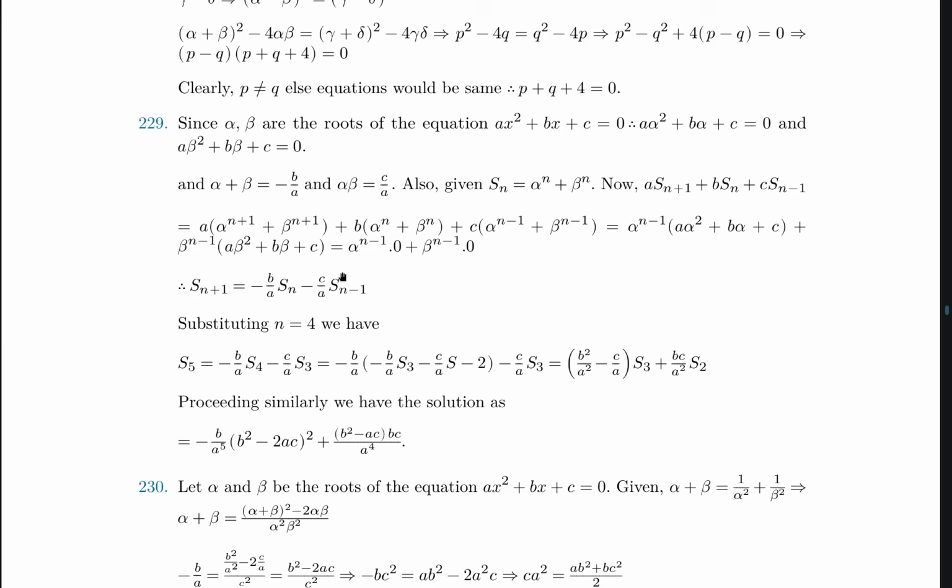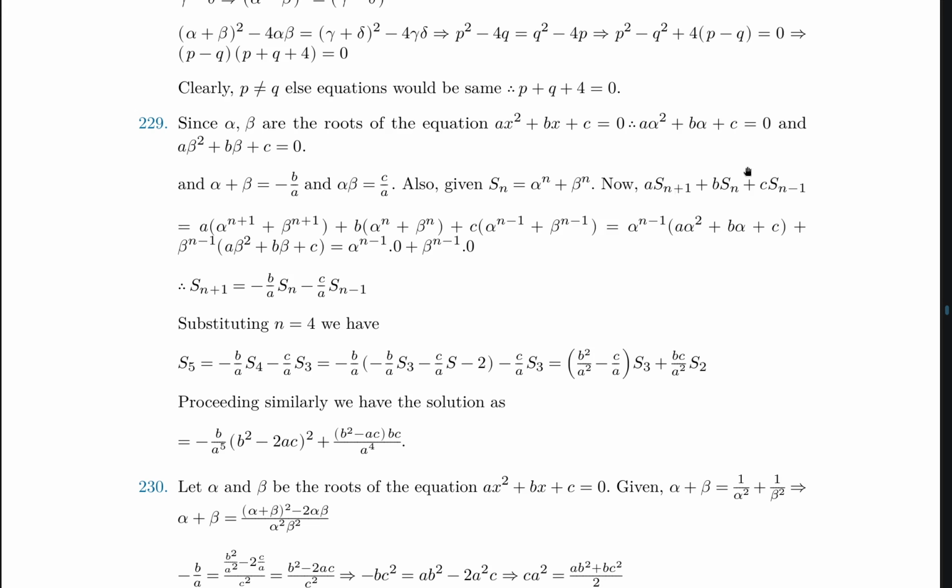So, somewhat better problem, not trivial. We let alpha, beta be the roots of the equation, then they will satisfy the equation, that is, a alpha square plus b alpha plus c is equal to 0 and a beta square plus b beta plus c is equal to 0. Now the sum of roots would be minus b by a and alpha beta would be c by a. Once we have that, we are given that Sn is equal to alpha to the power n plus beta to the power n.